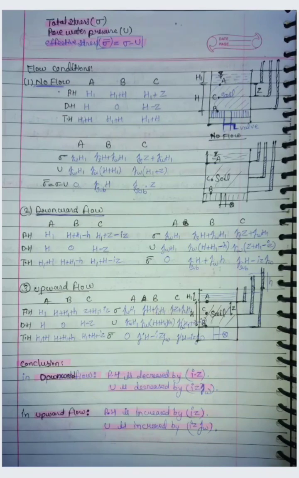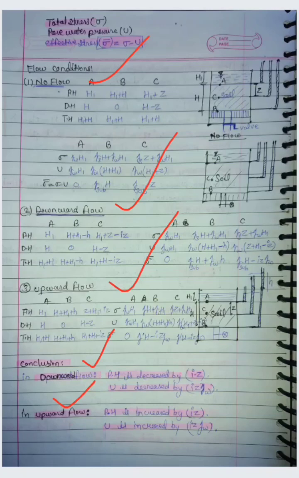So there are three kinds of flow condition: no flow, that is water is static; second is downward flow condition; and the third is upward flow condition. So we have to remember the conclusion that if downward flow is happening, then the pressure head is decreased by Iz, and the pore water pressure is decreased by Iz gamma W at any point of study.